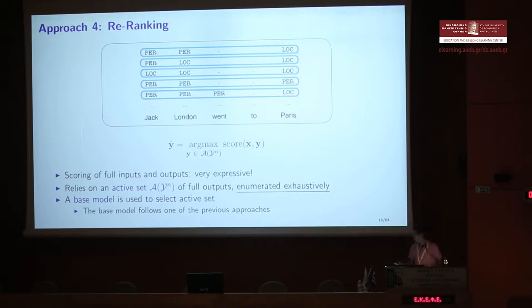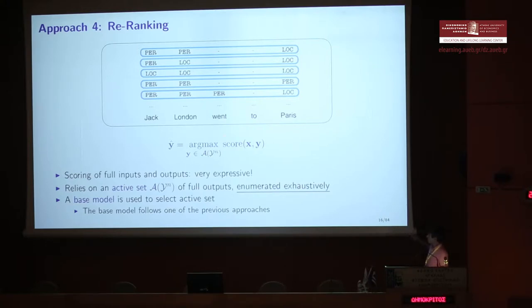So this is fully expressive, but the problem is that because there are an exponential number of sequences, we cannot solve that. But we can, if instead of dealing with all possible output sequences, we have a way to select the most likely ones. Say that I have a base model that can, out of all possible sequences, discard many of them, and maybe select 100 sequences that look good. Then I can define a model that enumerates explicitly each of these 100 sequences. I'm calling this the active set of possible sequences, and then having a score.